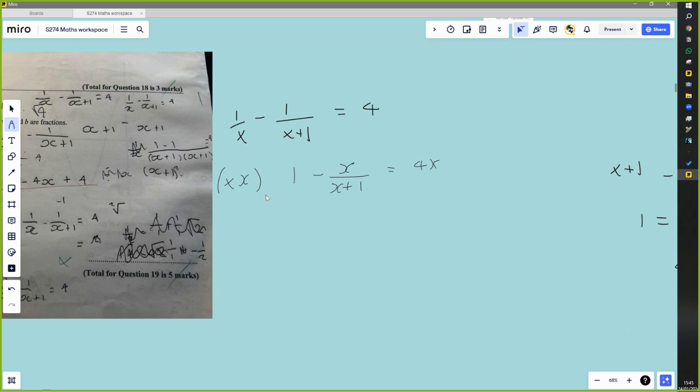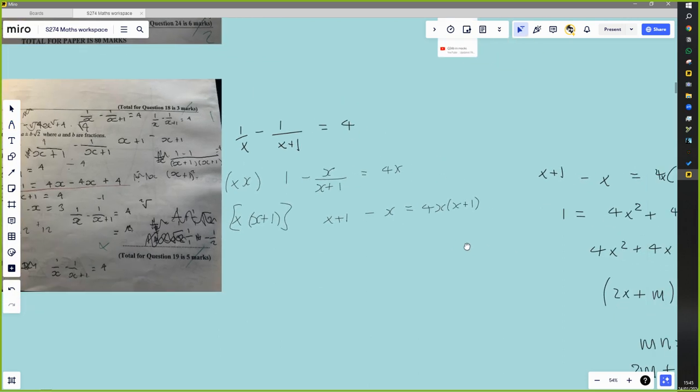Okay, next what I'm going to do is multiply both by x plus 1. So the first term, this number 1, just becomes x plus 1. Because it's all positive, these brackets don't do anything, so I'll get rid of them straight away. And when I multiply this term by x plus 1, it cancels out the one at the bottom, and so I just get x like that. And then on the other side, I get 4x times x plus 1.